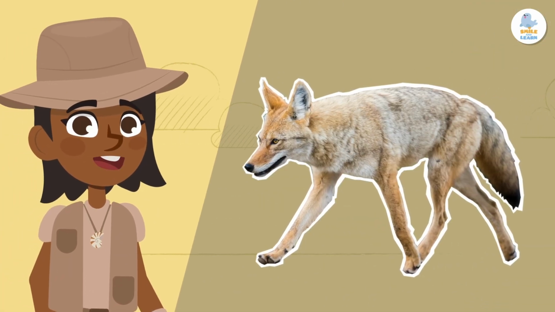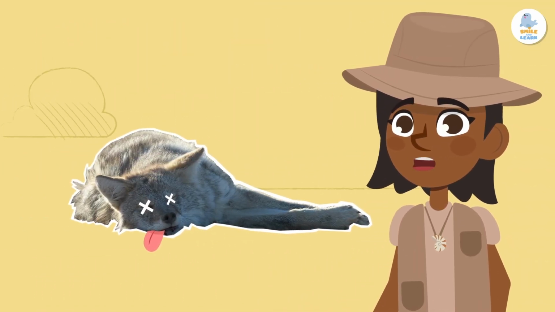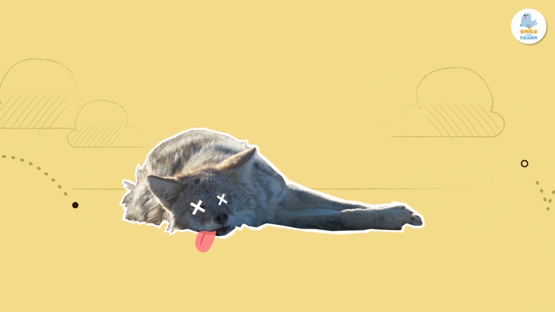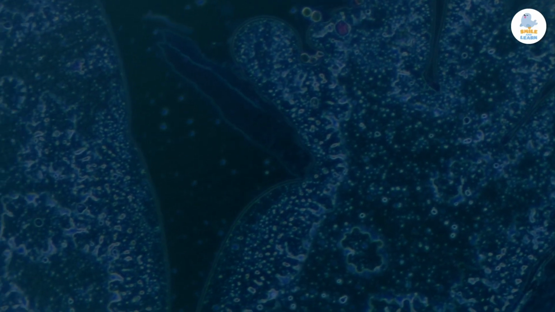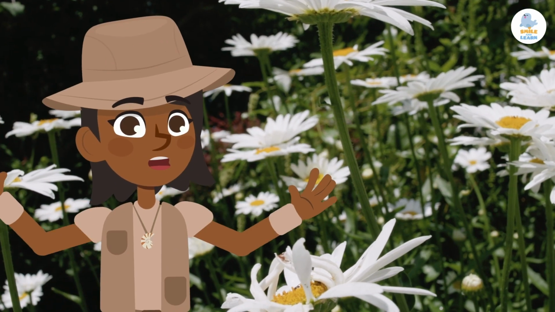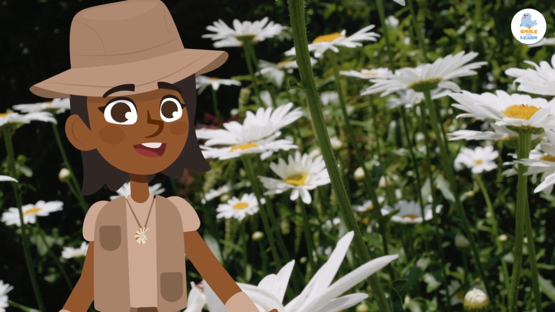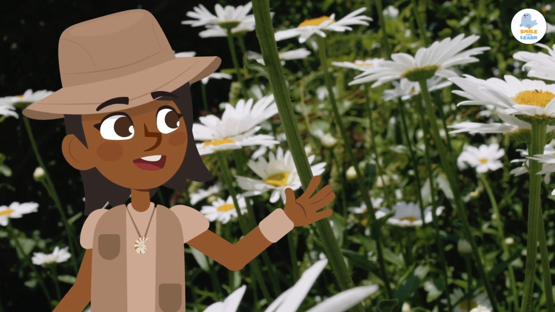Now, this story gets a little sad, but it's something that happens to all living things. After a long and happy life, our coyote dies. But don't worry, this is when things get interesting. Now it's time for the bacteria and fungi to do their job. We can't see them, but they're everywhere. They will eat the coyote's body. When they do so, they turn the coyote into nutrients that the plants can use to make their own food. Amazing, right? And so the food chain starts again.